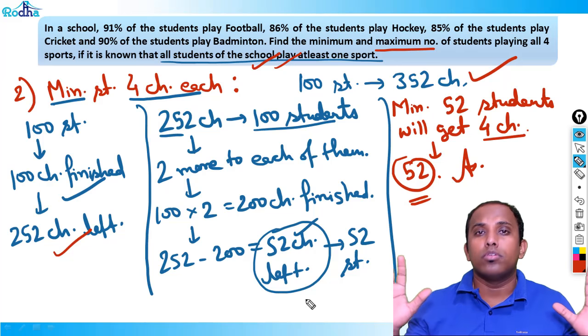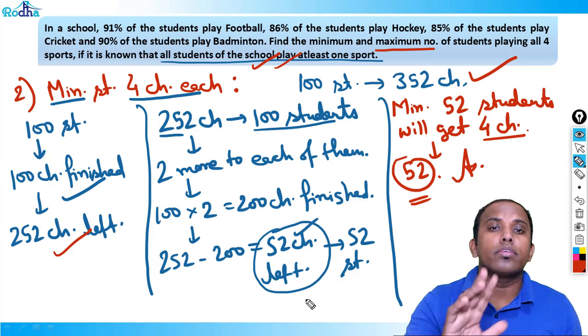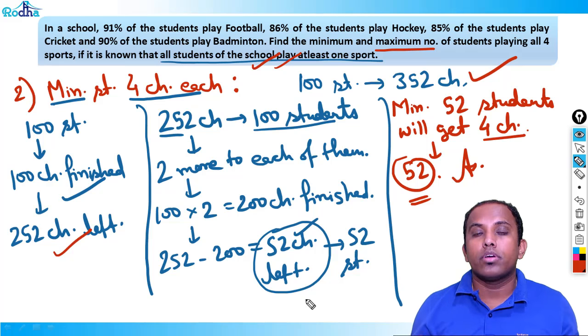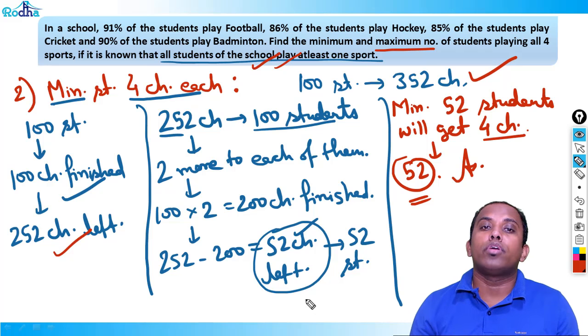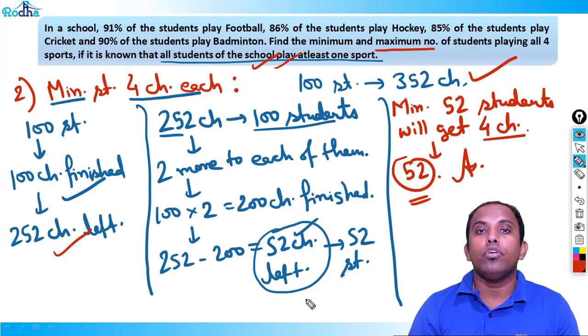I hope that all the chocolates are finished, so minimum should be 0, right? But if I give 3 to everyone, that means 2 more in this case. So 100 into 3, my 300 chocolates get finished. But I still have 52 chocolates. So I have to give 52 students in the class 1 chocolate each. That means minimum 52 people will have 4 chocolates each. That means minimum 52 people play all the 4 sports. That is the answer for this question.